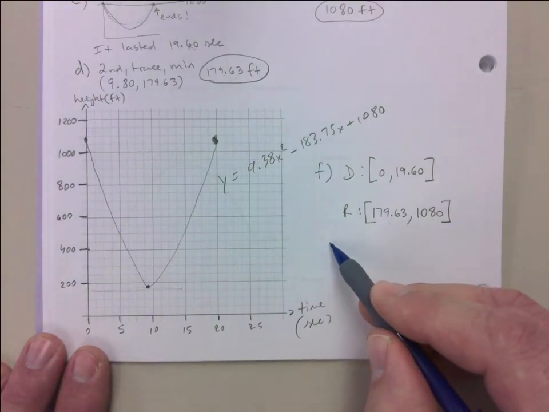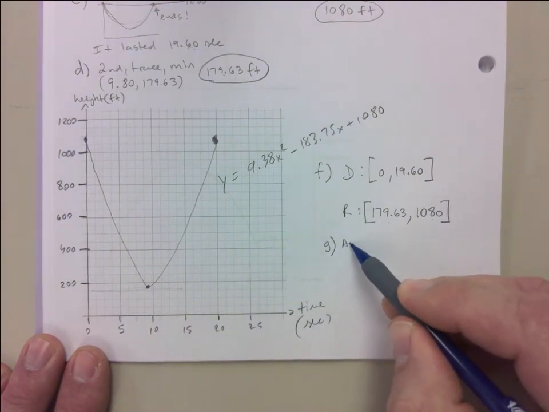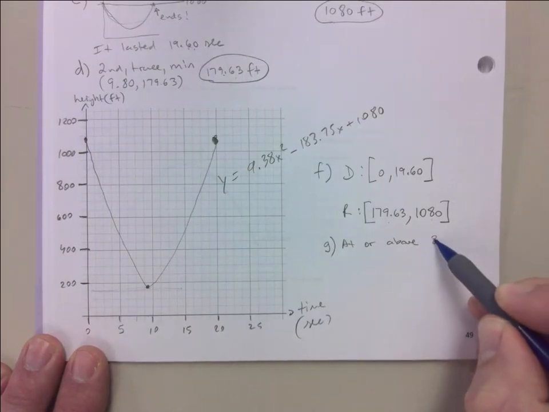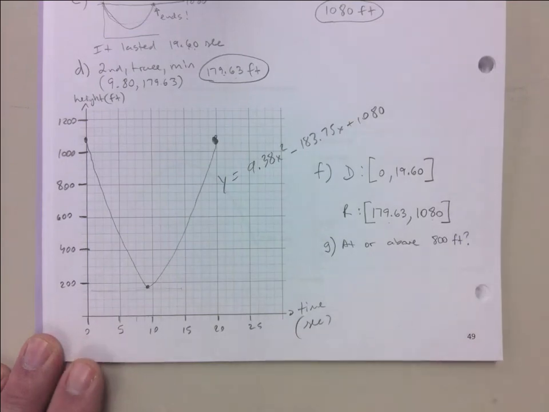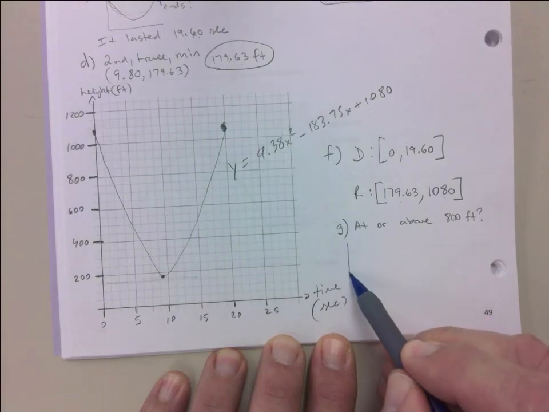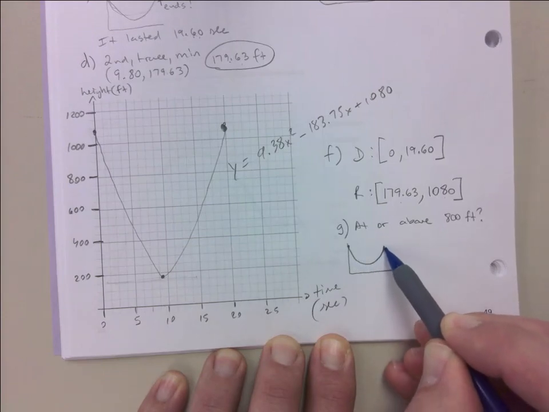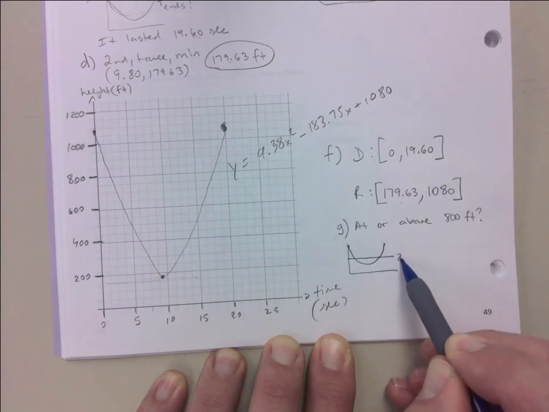G is a little trickier. It's asking for at or above 800 meters, 800 feet, right? I didn't leave a whole lot of room here, so let's graph this real quick. This is the 800 line right here.